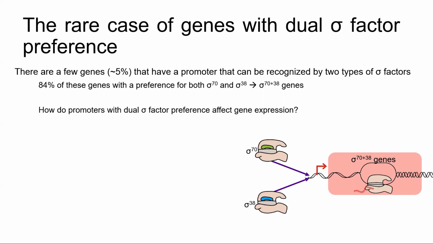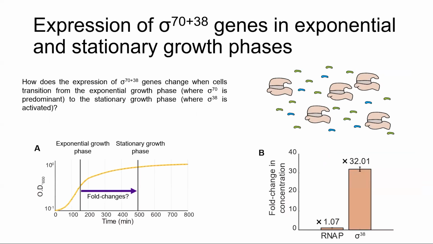This rare set of genes spiked our curiosity, not only regarding their role in biological processes, but also because it's not immediately clear how they will behave when the levels of these two types of sigma factors change inside the cell. Does it depend on how similar they are to sigma 70 or to sigma 38 dependent genes? So we went to investigate how they behave when cells transition from exponential to stationary growth. That is, what happens to these genes when the cells that have mainly sigma 70 start also having sigma 38.